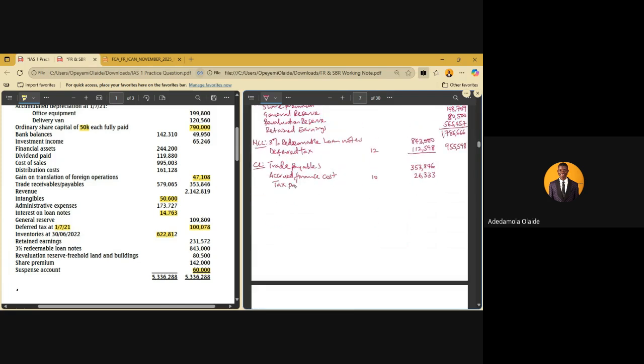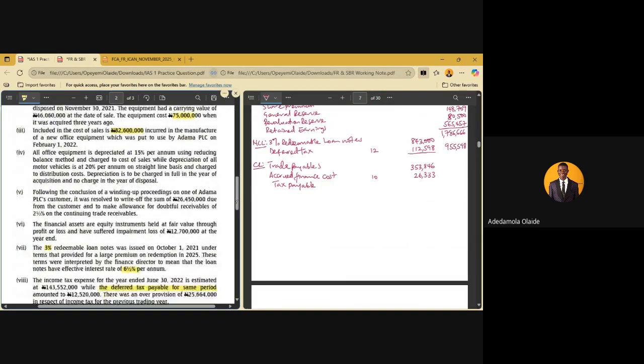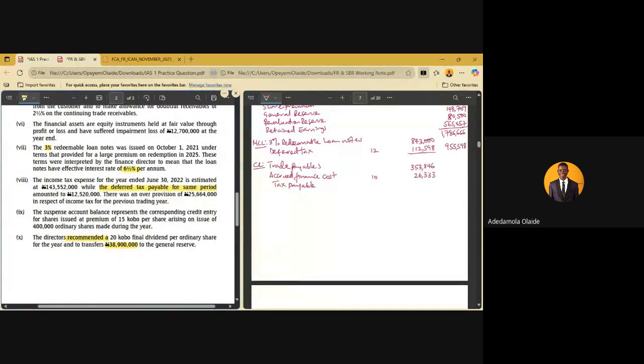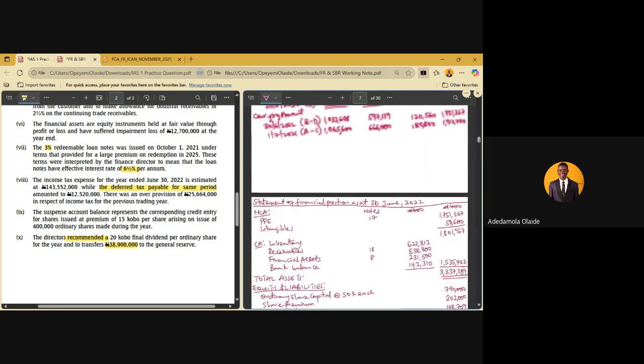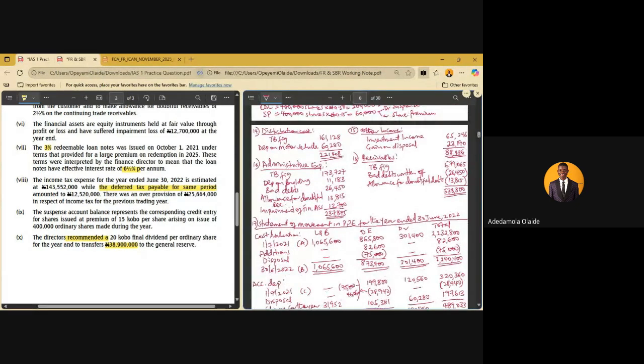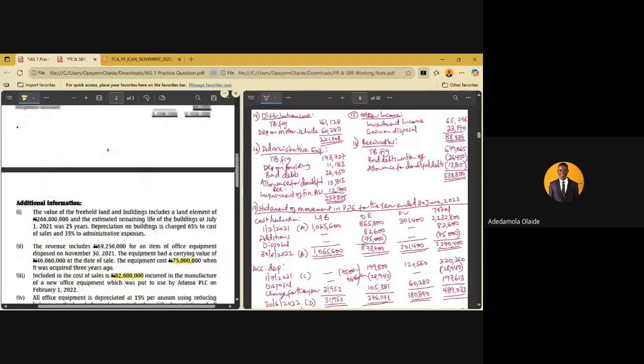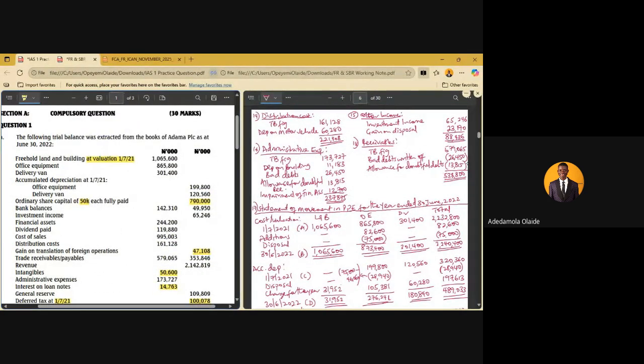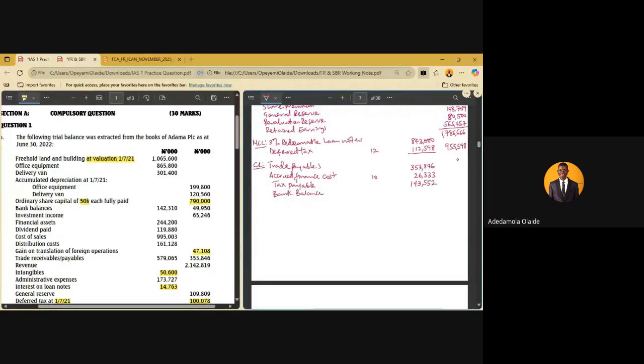Tax payable. What's the current year tax provision? That will be our tax payable for the year. 143,552. Then bank balance. Sorry, bank balance should be here. 49,950.